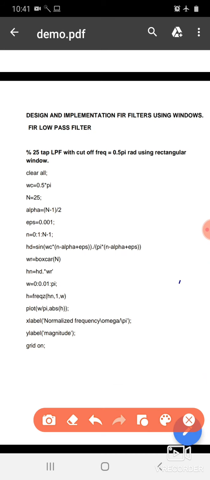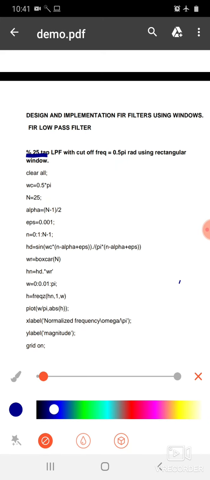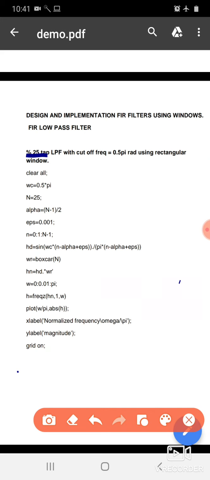Here, the given length is 25 and the cutoff frequency is given as 0.5, that is omega c into pi. As usual, clear all. Next, taken as omega c, the given n value is 25. Same thing, we are first initializing all.